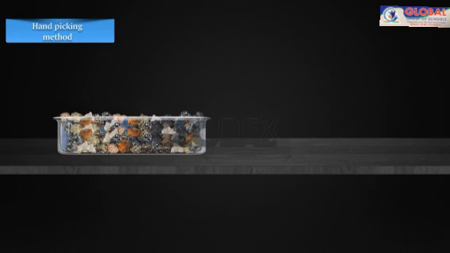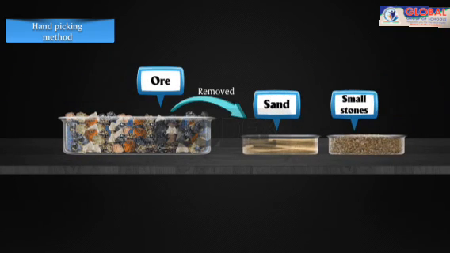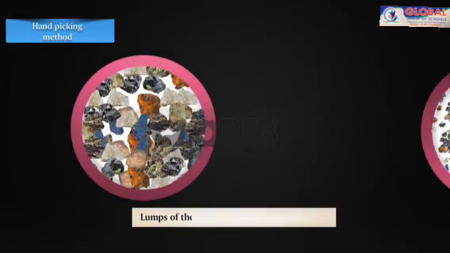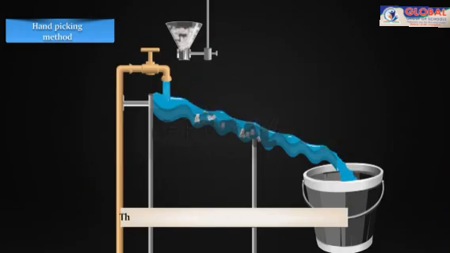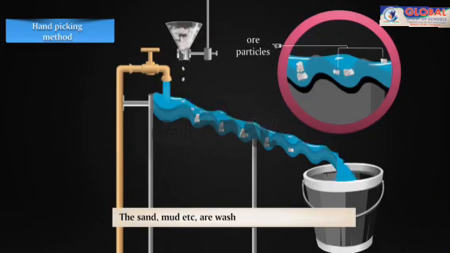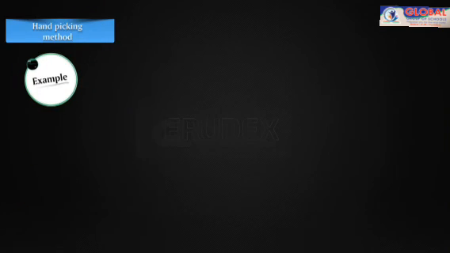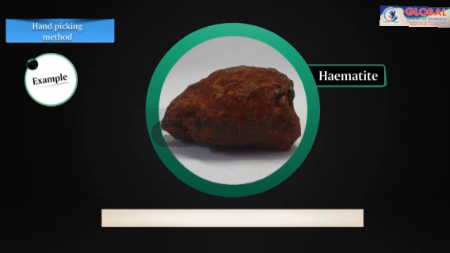Hand-picking method. In this method, sand and small stones are removed. Lumps of the ore are broken into small pieces. The sand, mud, etc. are washed away by a stream of water. Example: from hematite, the sand and stones are removed by the hand-picking method.